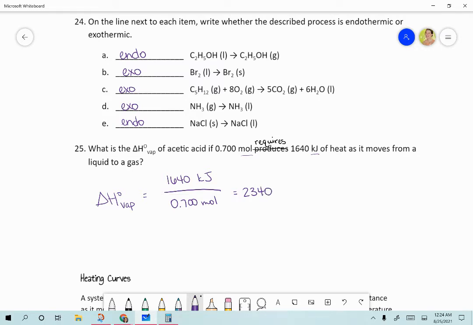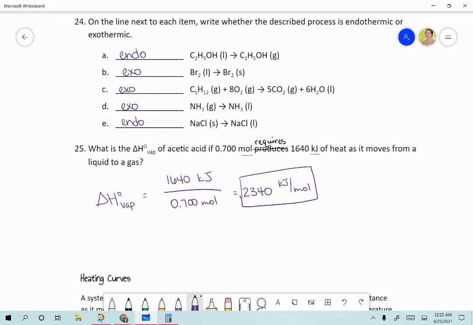So that is the number part of my answer. Now, if we look, I didn't cancel out any of my units. So I have kilojoules per mole, which is how those enthalpy changes are recorded for my molar enthalpies. It's always going to be kilojoules per mole.